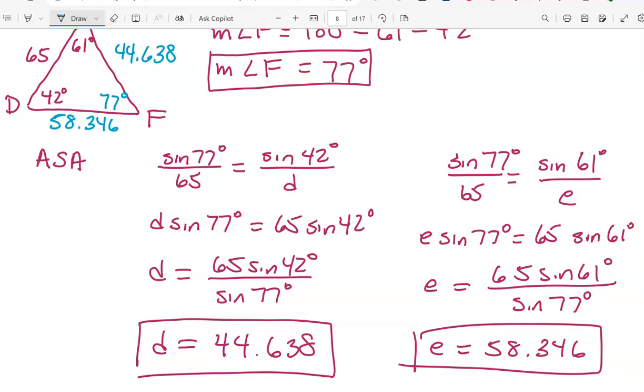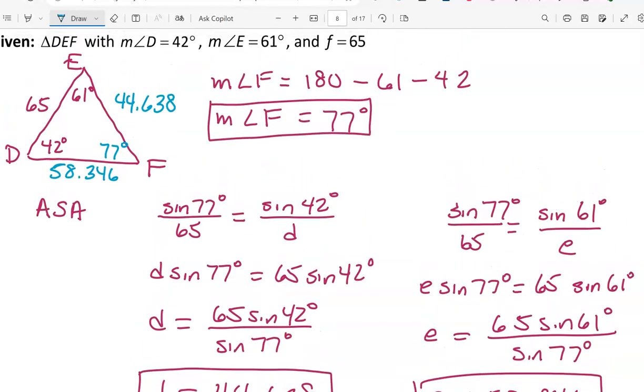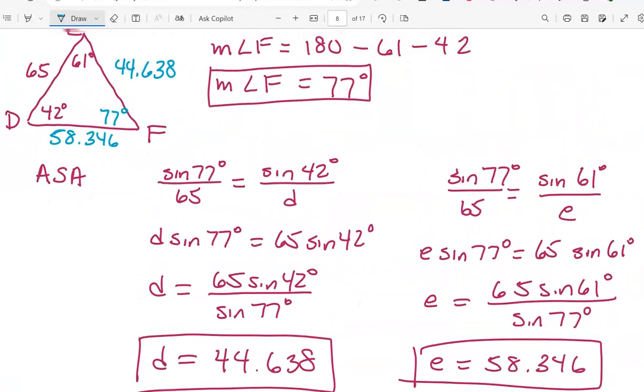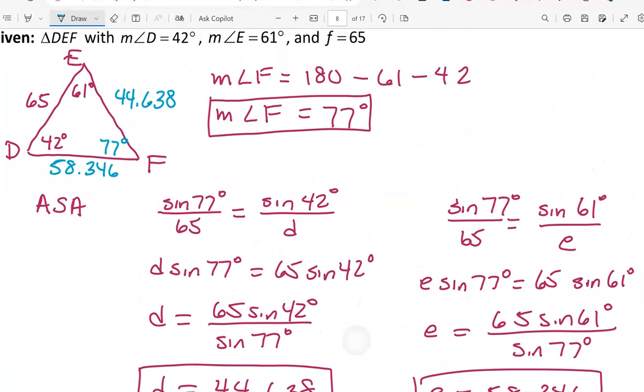58.346. And I want to just take a moment to look at my diagram here and make sure that the largest side is opposite the largest angle. 77 degrees is opposite 65. And that the smallest is opposite the smallest. Our smallest angle is 42 degrees, and the smallest side is 44.638. It seems reasonable. Okay, we're going to pause there, and the rest of the video will be in a part 2.